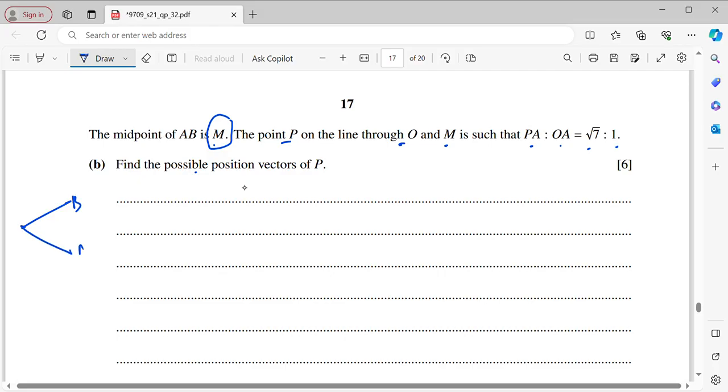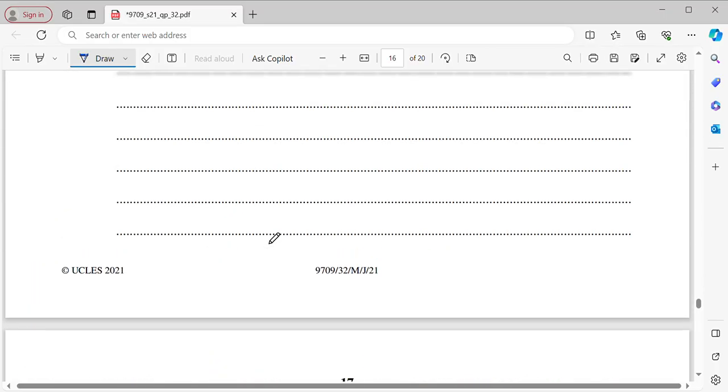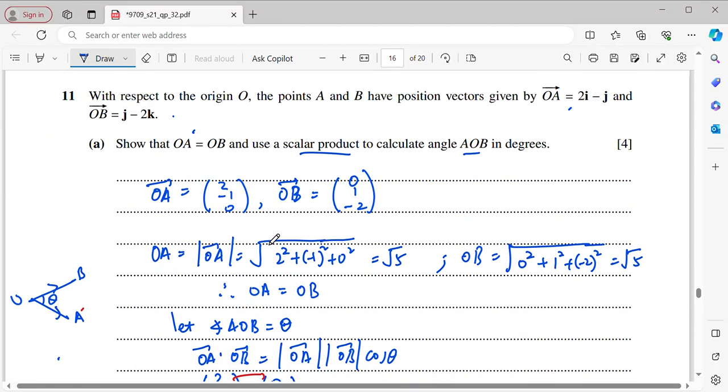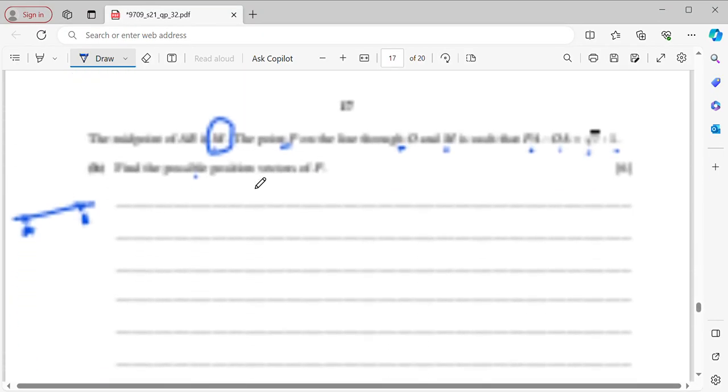This is B, here is A. So this is your M. I know that the coordinates of A are (2, -1, 0). B is (0, 1, -2).